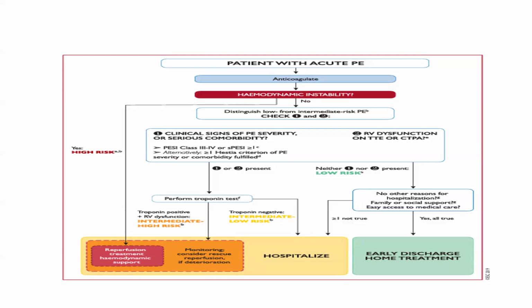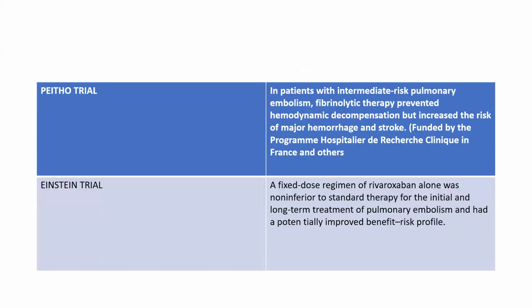If the PESI score is high, and the echo shows right ventricular dysfunction, and cardiac biomarkers are positive, then the patient falls into the intermediate high risk category. Then continuous monitoring is needed, and rescue reperfusion is needed if the patient's condition is deteriorating. But if the patient falls into the intermediate low risk category, then we need to at least hospitalize the patient and monitor. And if the patient falls into the low risk category, if there is no reason for hospitalization, and the patient has family and social support and easy access to medical care, then we can discharge the patient on anticoagulation.